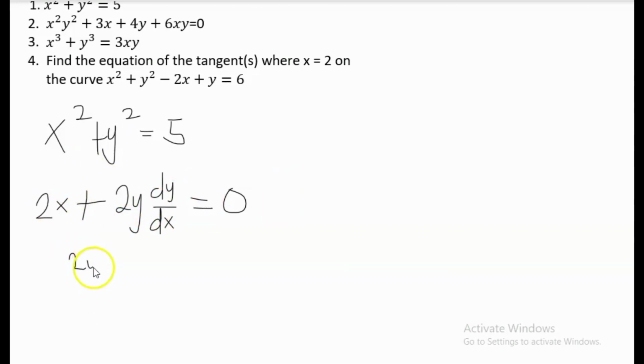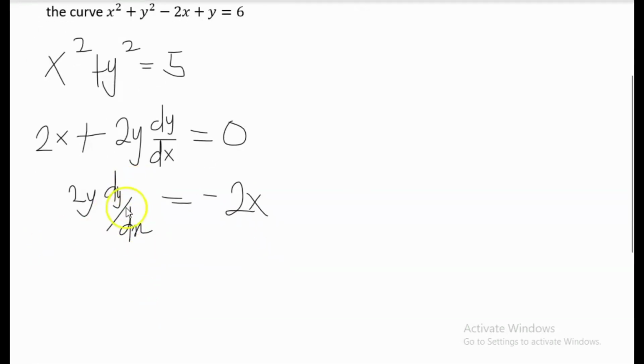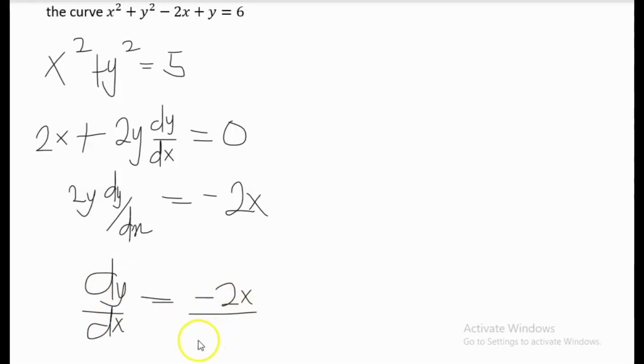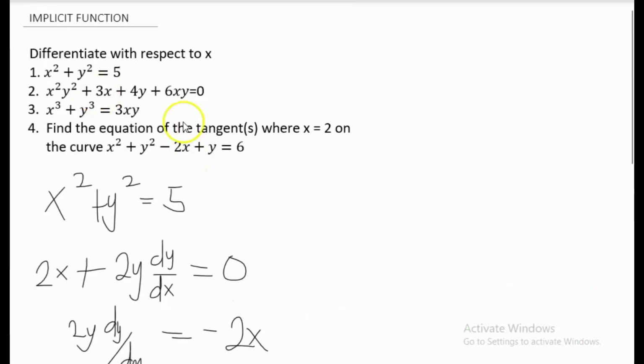So we're going to have 2y dy dx equals negative 2x. Now dy dx again is what we're looking for. So if we divide both sides by 2y, we have dy dx equals negative 2x over 2y. That would give us negative x over y. And it's as simple as that. That's how we solve questions like this. All right, so let's go over to the second question.